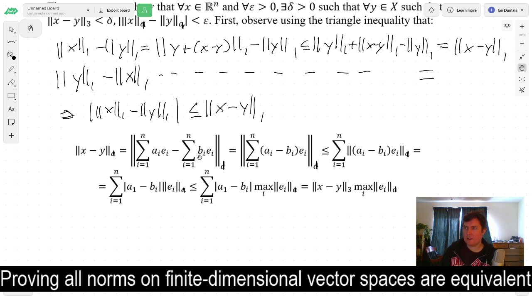All right, so triangle inequality. First, this first step, just like we did when we were proving that norm 3 was a norm, we just use the definition. We're using the same basis of E1 through En. Any basis will work as long as we're consistent. And then we do the same sort of thing where we group them together.